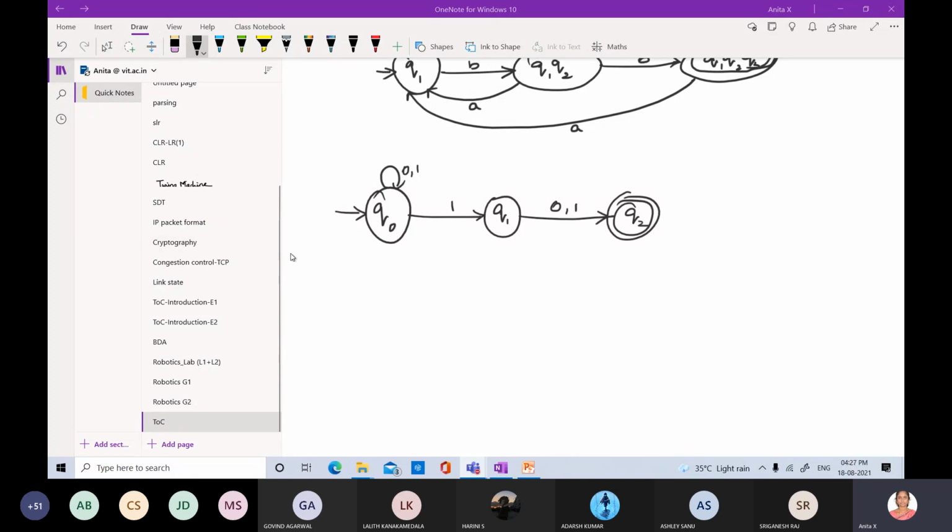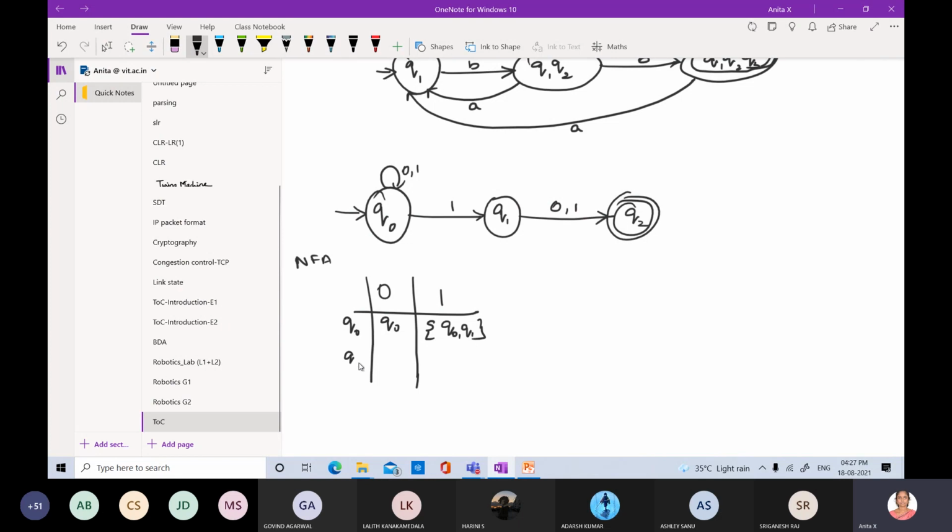Okay, first let me construct the NFA transition table. Here, what are the input symbols? 0 and 1 are the input symbols, right? And then what about the set of states? First I have to proceed with Q naught. From Q naught for input symbol 0, I'm having a transition to Q naught. For 1, I'm having a transition to Q naught and Q1.